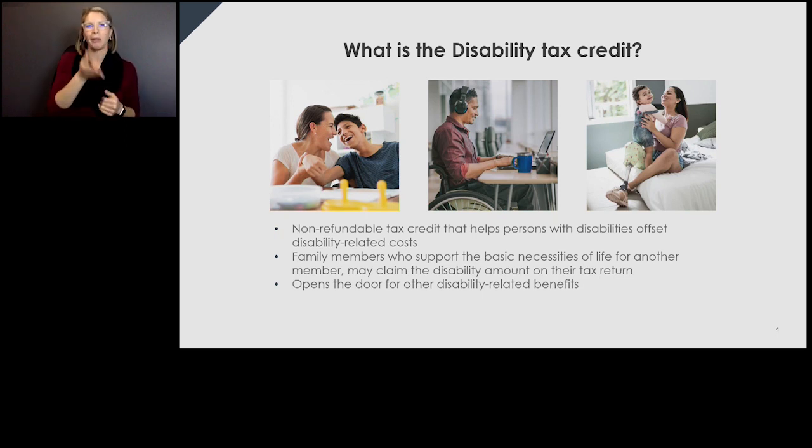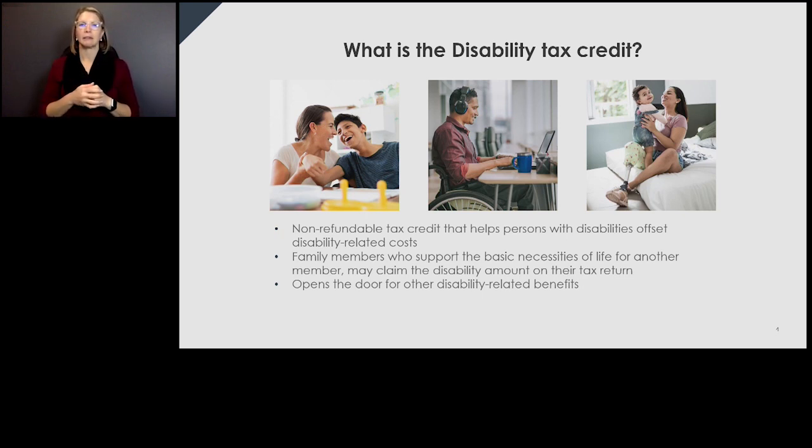A supporting family member can be a spouse or common law partner, parent, grandparent, child, grandchild, brother, sister, uncle, aunt, niece, or nephew of the person with the disability. A supplement for persons under 18 years of age is available if they are eligible.